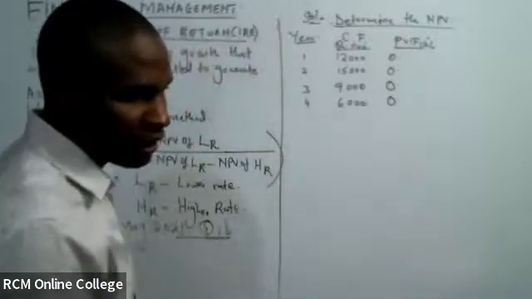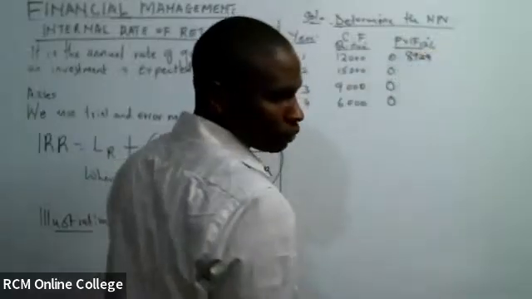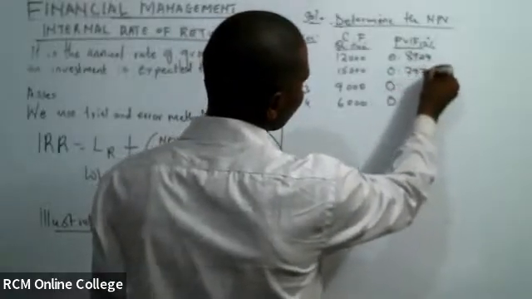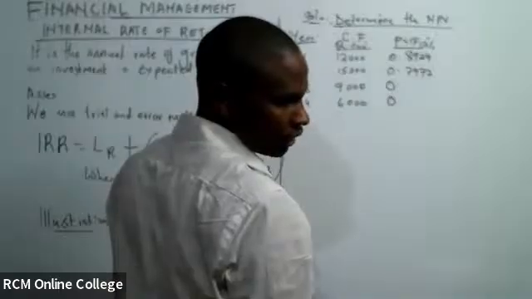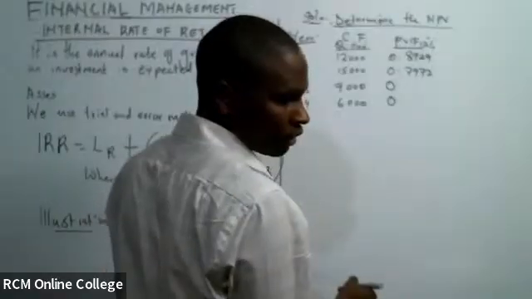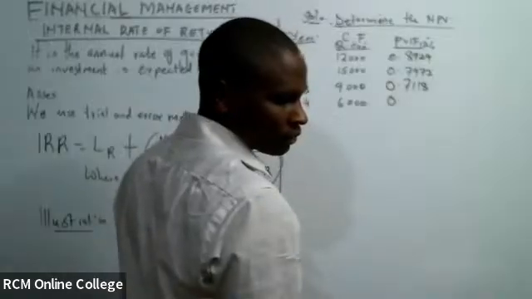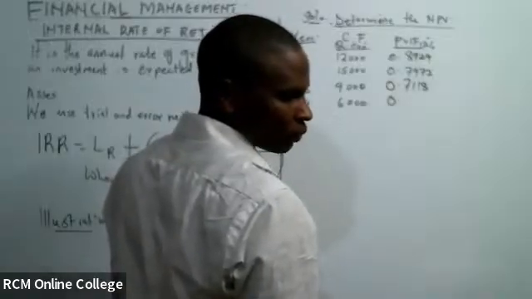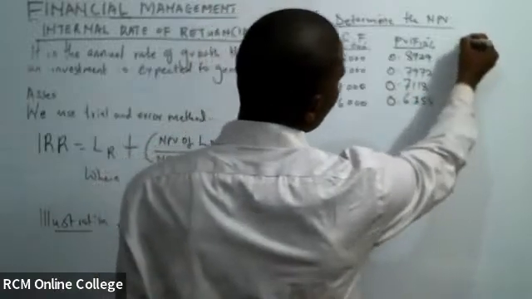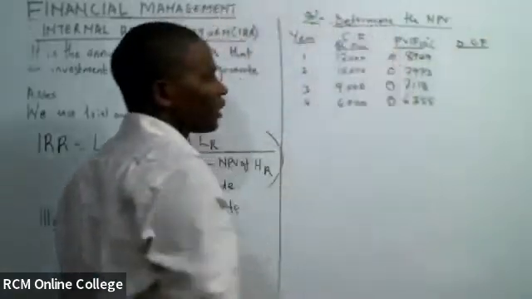Haya, fatia kwanza 89.29. Ya pili. Tusonge. This is 79.72. Ya tatu, 71.18. And the last one, 63.55. We are done. Then we get the discounted cash flow hapa. Just take the cash flow times the PV.